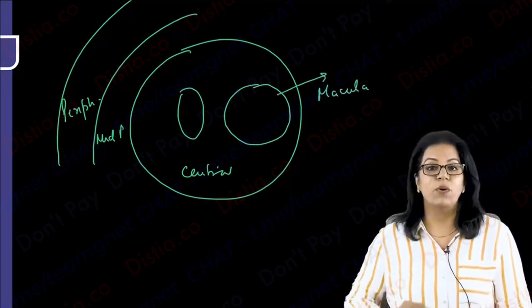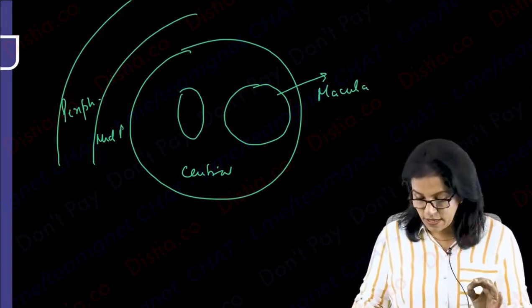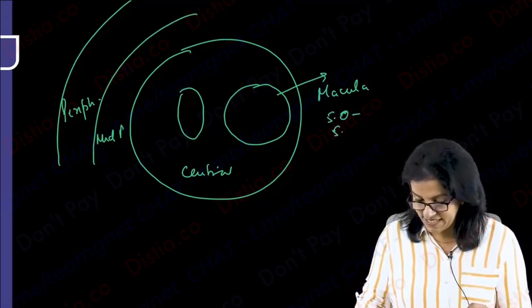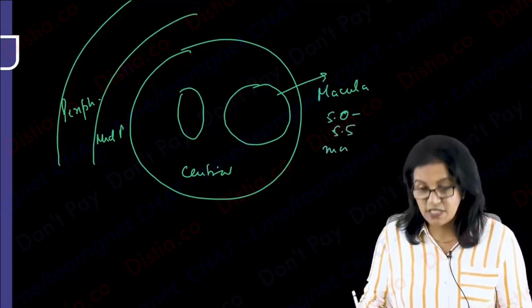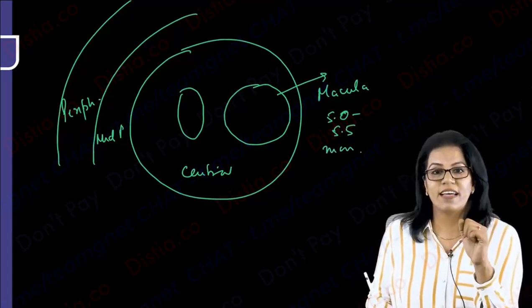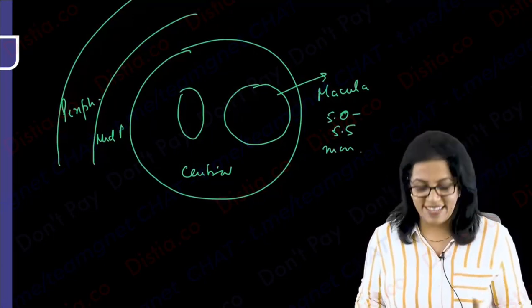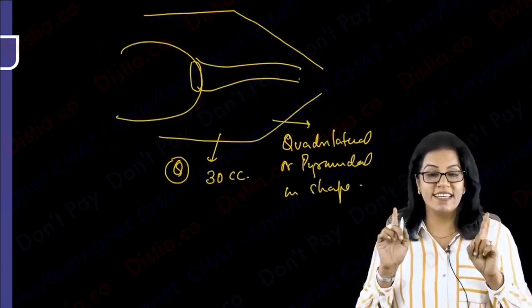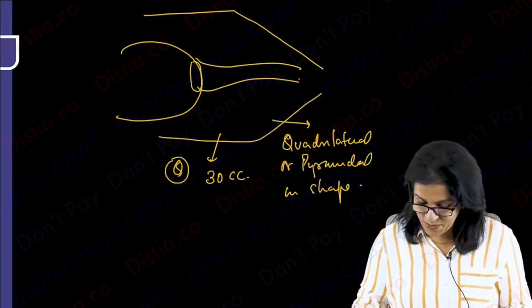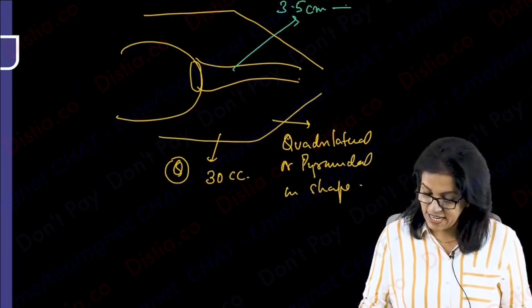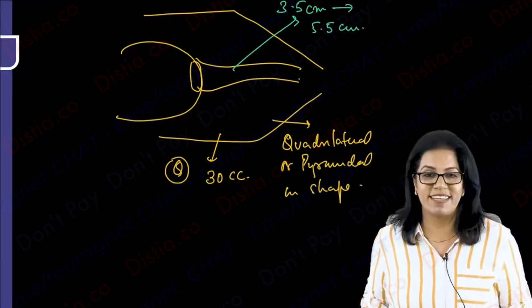Isn't it? Okay. Macula, now again learn with me, 5 to 5.5 millimeters is the diameter. Oh, just wait a minute. Do this correction here. It is 3.5 to 5.5 centimeters. I'm sorry for this. Just make this correction. It is 3.5 to 5.5 centimeters, the length of the optic nerve.